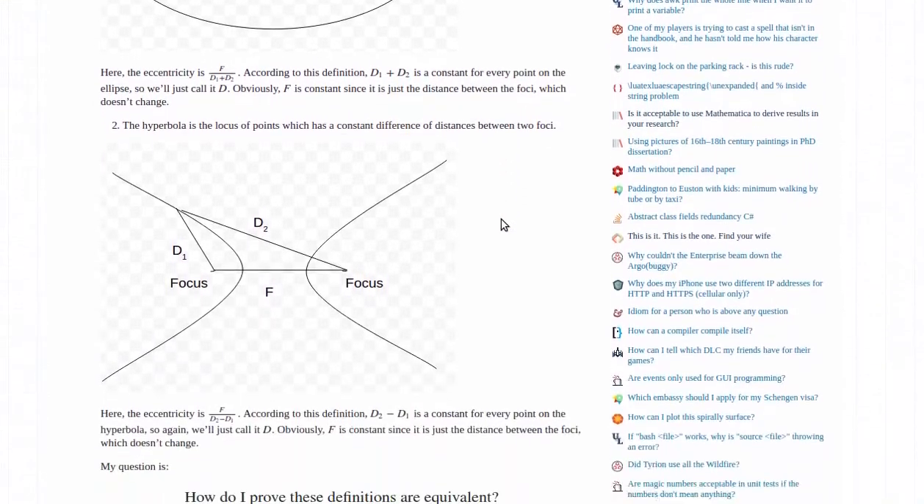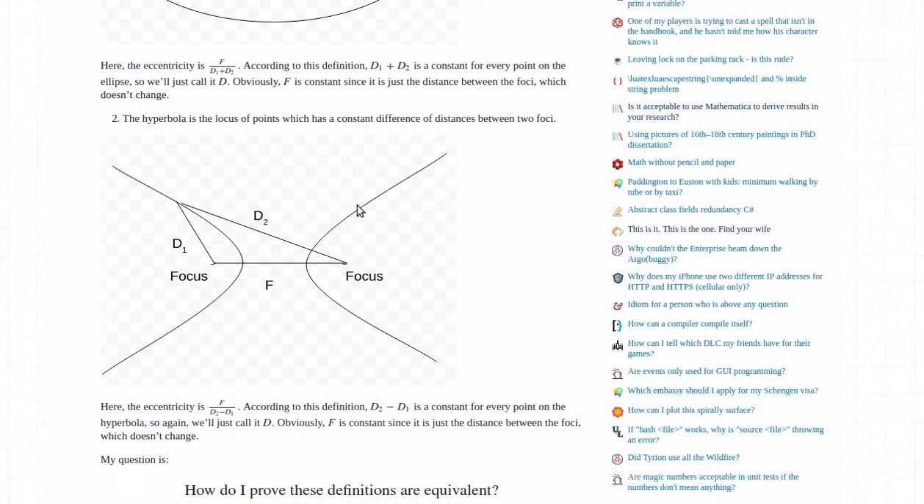In this definition, it's the same, except it's the differences of distances. Again, I'm not going to explain this because hopefully you learned this in school. But basically, I'm going to say D2 minus D1 here. I'm going to say that's D. In school, you learn that's 2A. I'm calling it D. And the distance between the foci, in school, you learn that's 2C. I'm calling it F. So in school, you learn the eccentricity is C over A. I'm going to say it's 2C over 2A, or F over D.